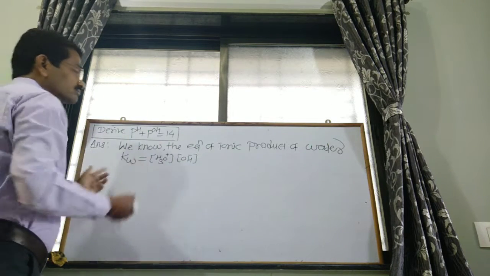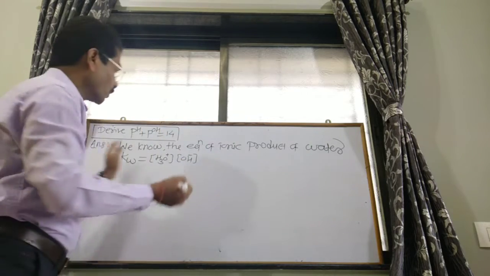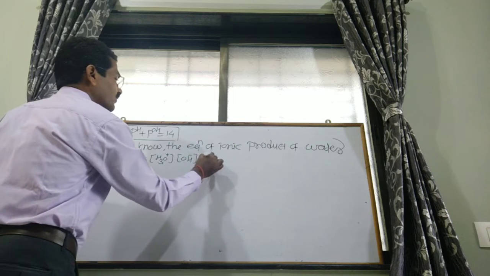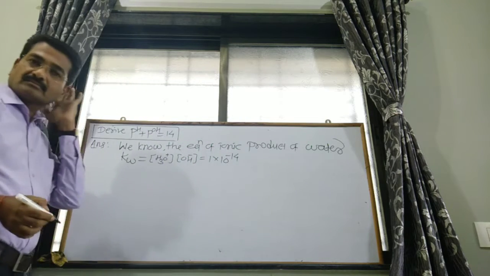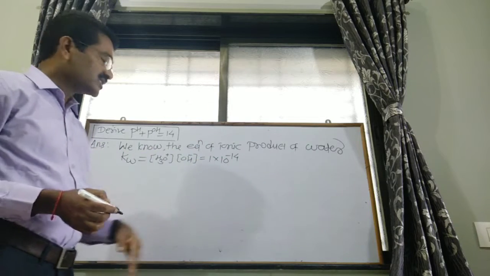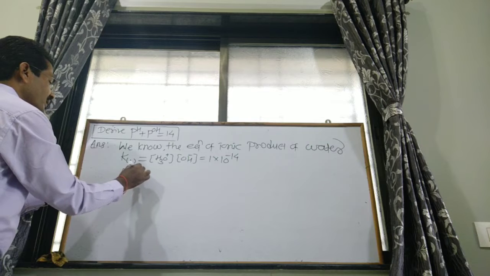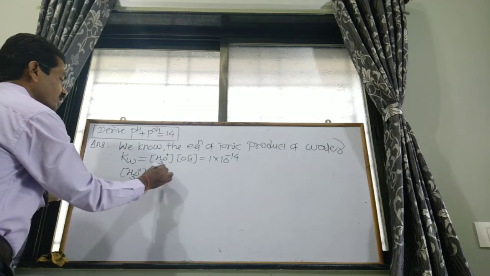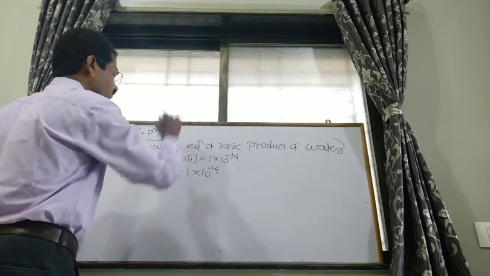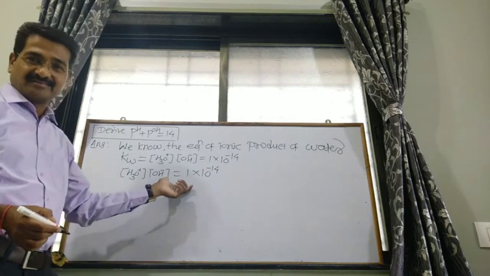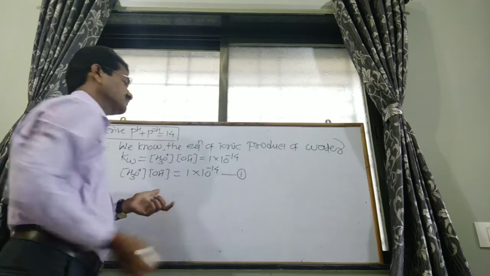Kw has the value 1 into 10 to the power minus 14. Therefore, the concentration of hydronium ion H3O+ times the concentration of hydroxyl ion OH- is equal to 1 into 10 raised to the power minus 14. Put this as the first equation.